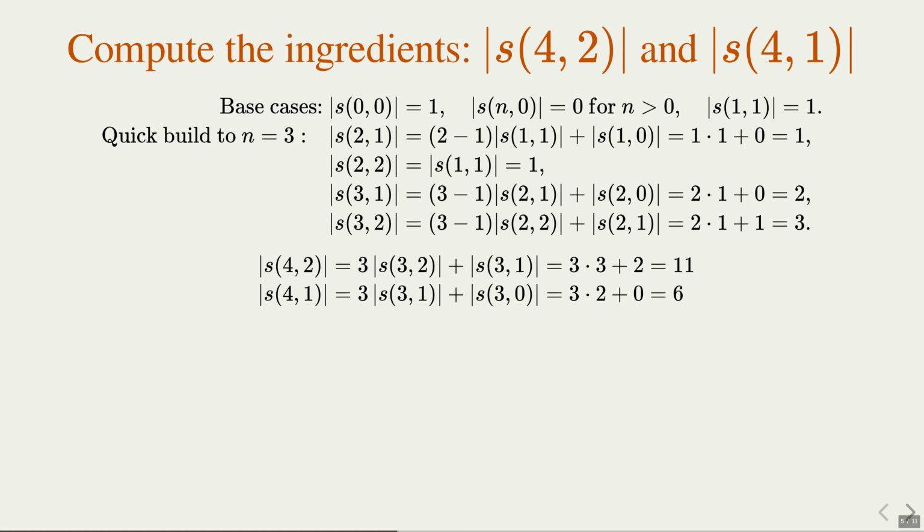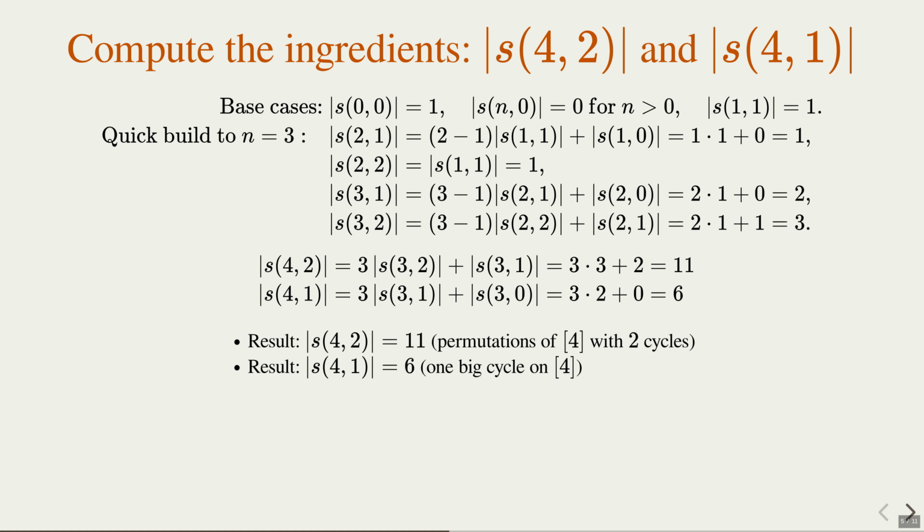For n equals 4, the multiplier is 3, and we plug in the known n equals 3 values. There are 3 permutations of size 3 with 2 cycles, and 2 permutations with 1 cycle. So already with 4 elements, 2 cycles shows up 11 times out of 24. That feels pretty common. Right, and for k equals 1 we get 6, which matches the fact that a single 4 cycle can be arranged in 3 factorial ways. Now we have exactly what we need to jump to n equals 5.